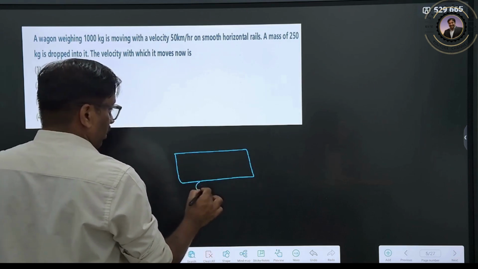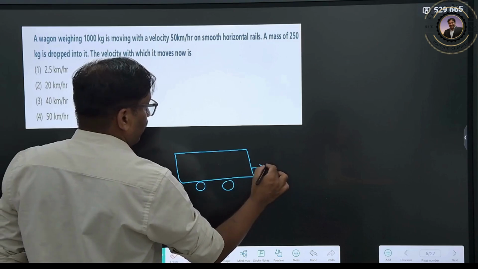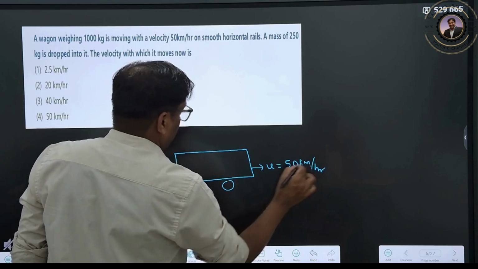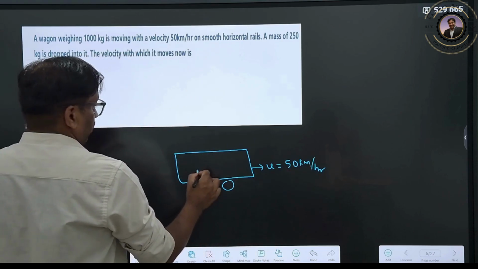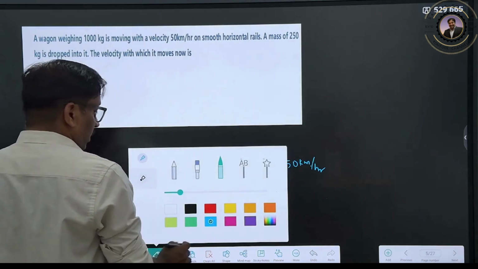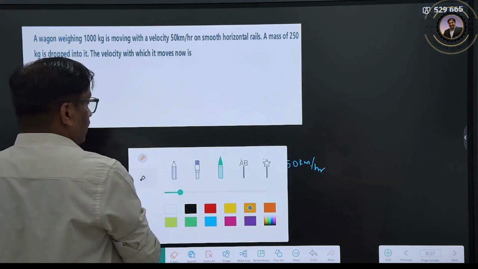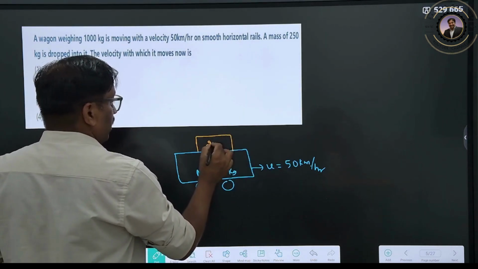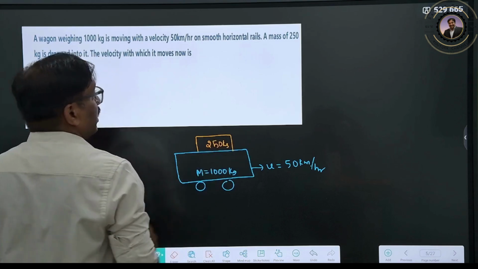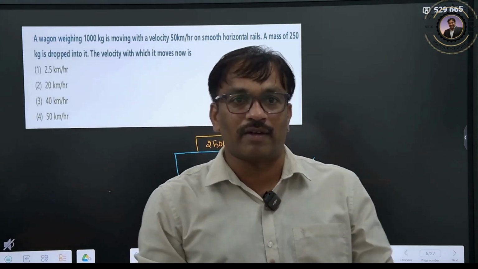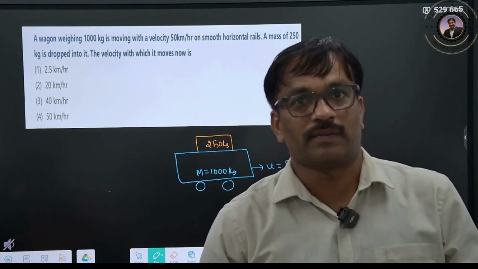This wagon is going already with some speed, that is nothing but 50 km per hour. What is the mass of this now? Mass will be equal to 1000 kg. Correct? So suddenly one object is dropped. How much will it be? 250 kg is dropped onto this. So when something is added, what will happen now? Will it go faster or slower?